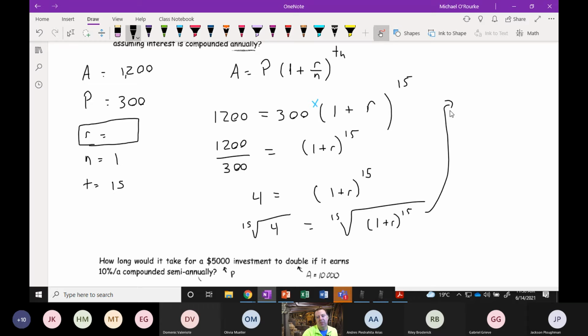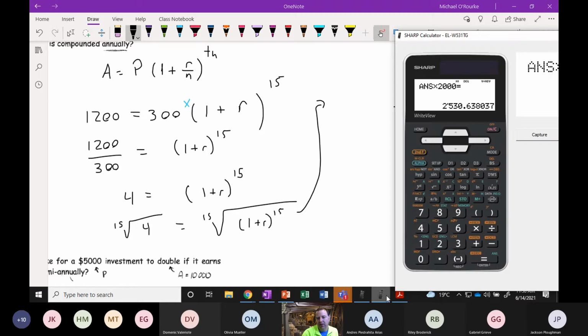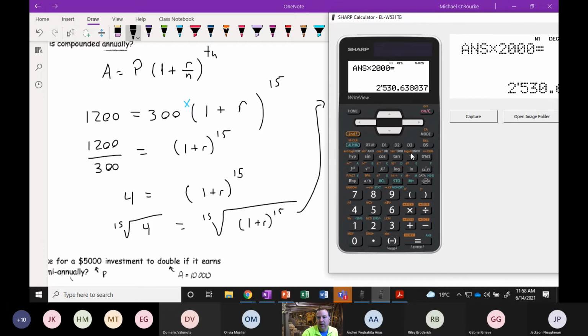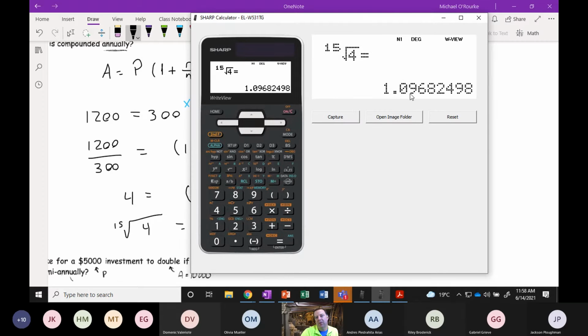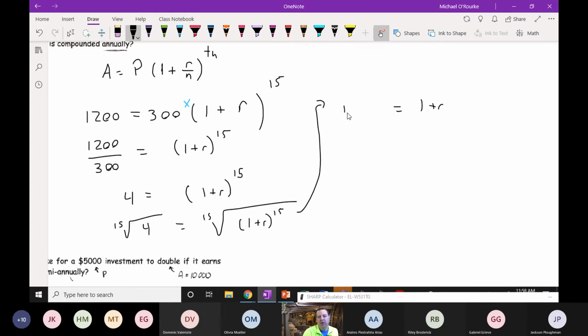And that's going to equal, well, one side is going to equal 1 plus r. The other side is going to equal, what's the 15th root of 4? If I'm using my calculator, I could go 15, shift like so, and 4, which is going to give me 1.097, let's say. Are we following along here right now?